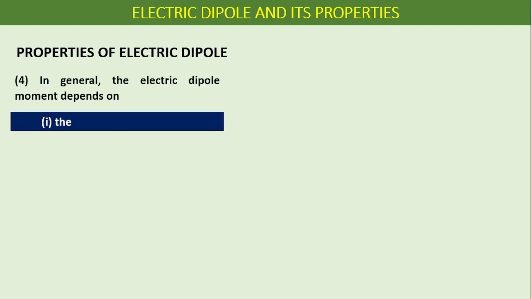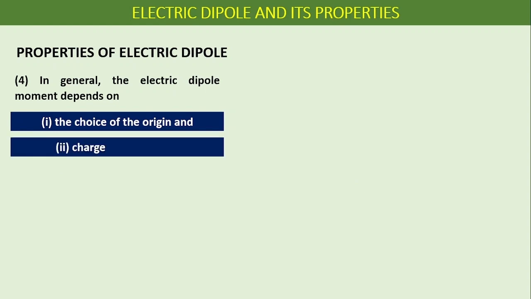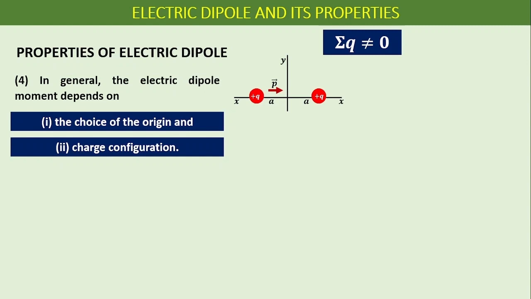In general, electric dipole moment depends upon two factors. One is the choice of the origin and second, charge configuration. Let us look here. Let us go with the first case. The total charge of the system is not equal to 0. Then let us see what happens. Here you have the first system, two charges each of plus q. So the total charge is not equal to 0. Good. And the origin is selected at the center of the two charges.